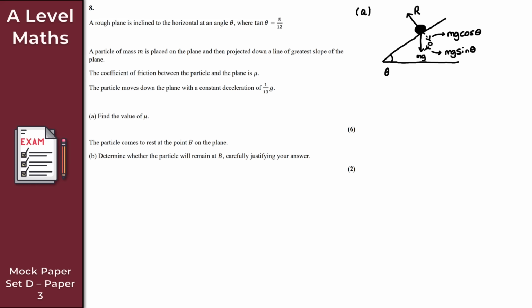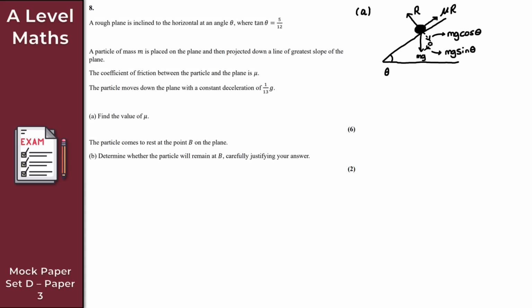And do I need anything else here? Yes, I also need to account for friction, right? Because it's been projected down a line of greatest slope of the plane, so it moves down the plane. Friction opposes motion, so friction will act up the plane. We've got friction up the plane here, and we'll label that as mu R, like so. You could also label it as F. Either's fine, but I'll keep it like that for now.